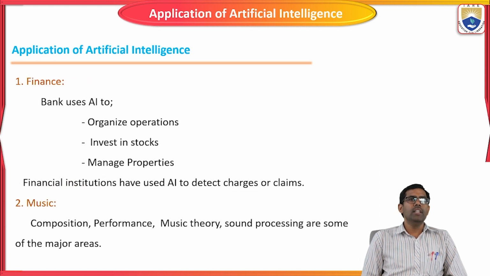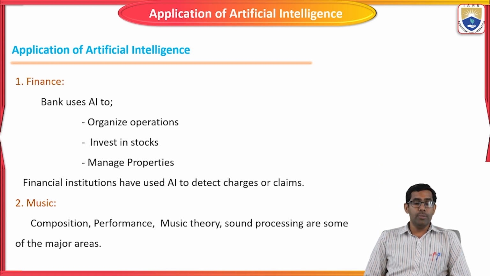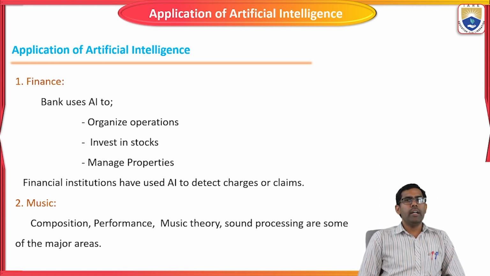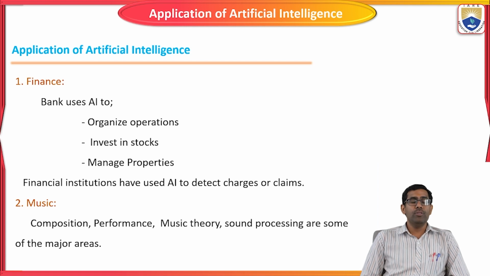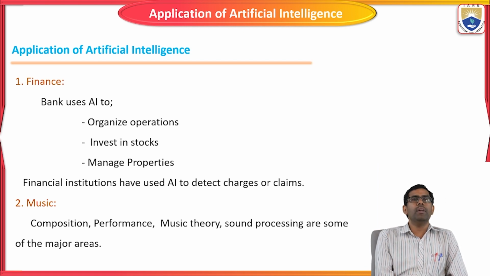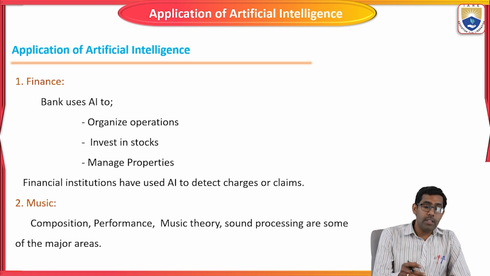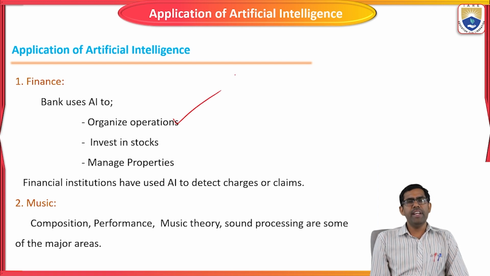Okay, the first one is finance. Finance means that we are going to talk about the bank sector. Banks use AI too. They use AI in banking systems, organizing operations, various operations: the debit card, credit card, and nowadays we are using various scanners, UPI, for doing everything. All of that should be organized based on customer needs.